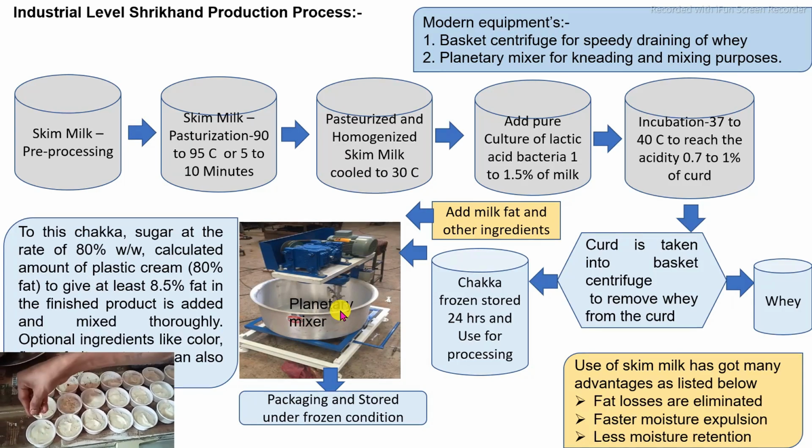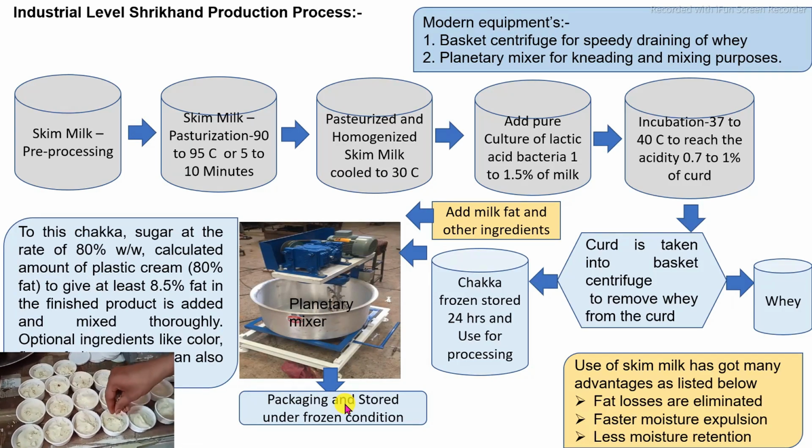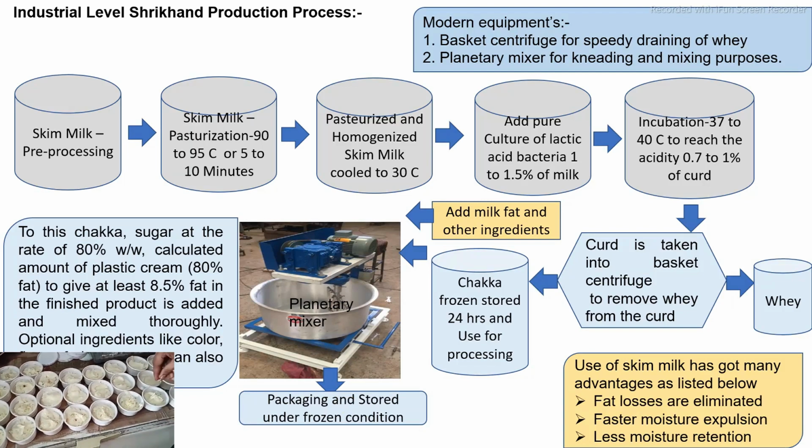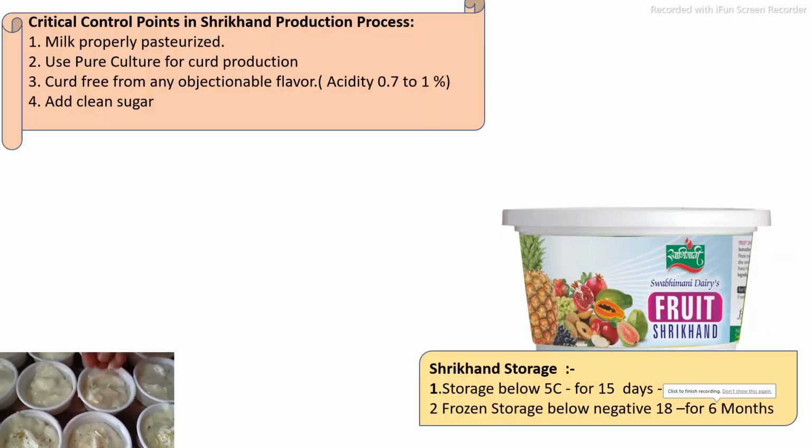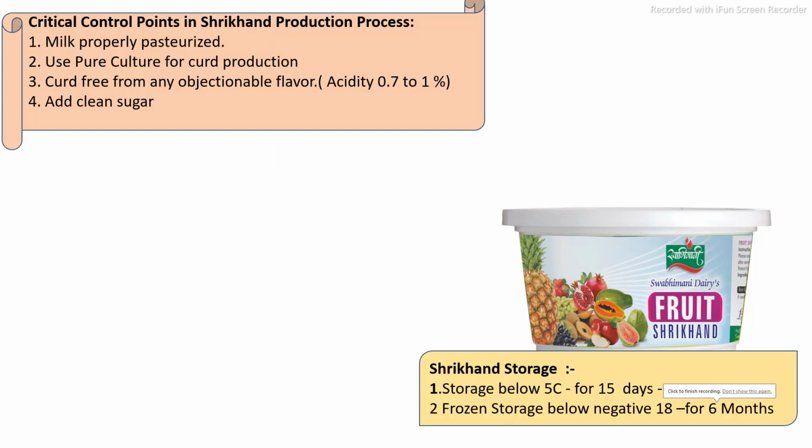This product is then packed in a cup system or pouch system, and then stored in refrigeration or frozen storage. What are the major precautions required for this manufacturing process? Milk must be properly pasteurized. Then addition of the pure culture for curd production is very important.